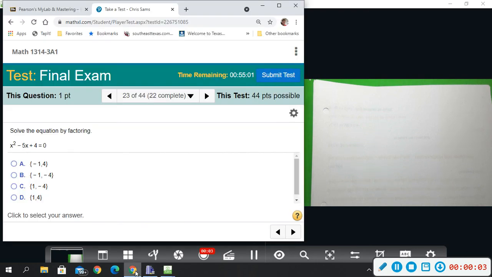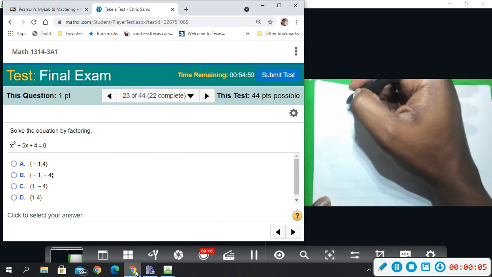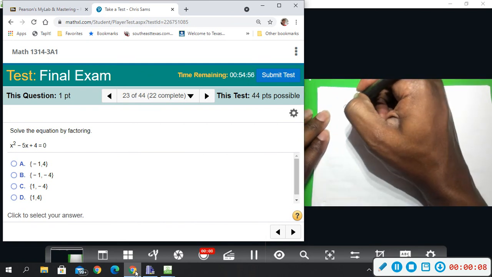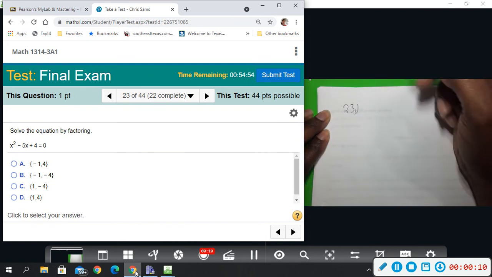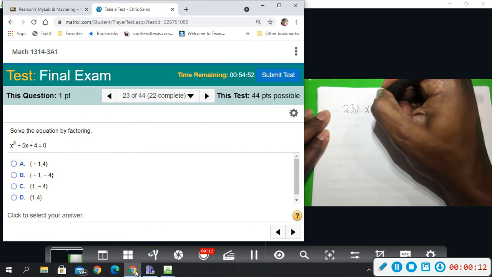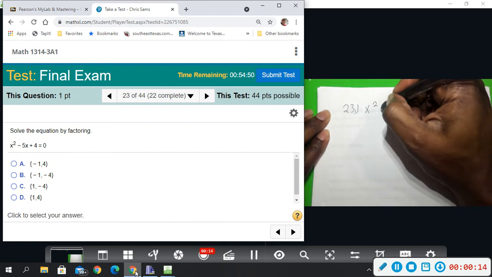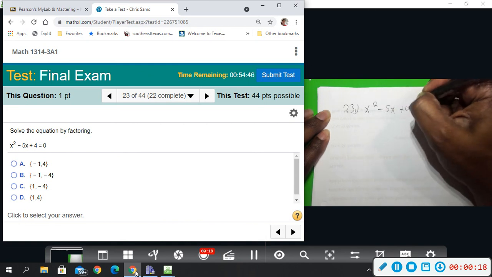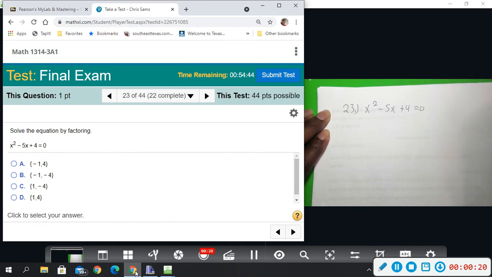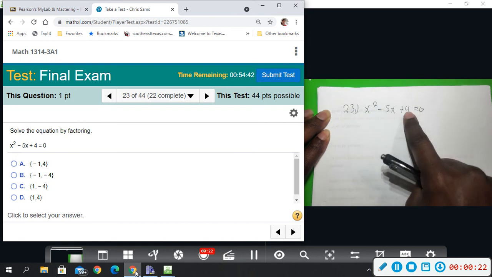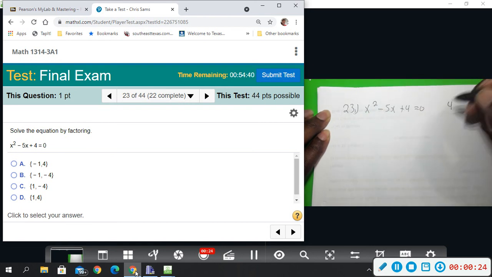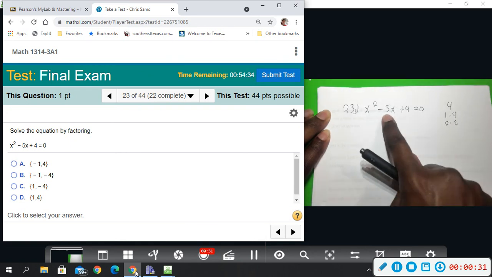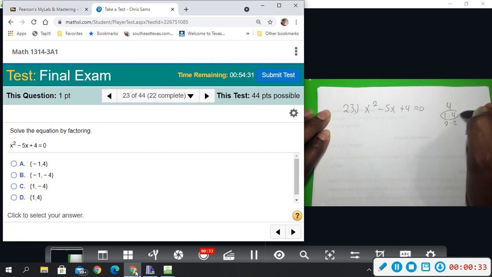Alright, number 23, we want to solve by factoring. So we have x squared minus 5x plus 4 equals 0. So factors of 1 times 4: 1 and 4, 2 and 2. We want to add to get 5, so that would be 1 and 4.